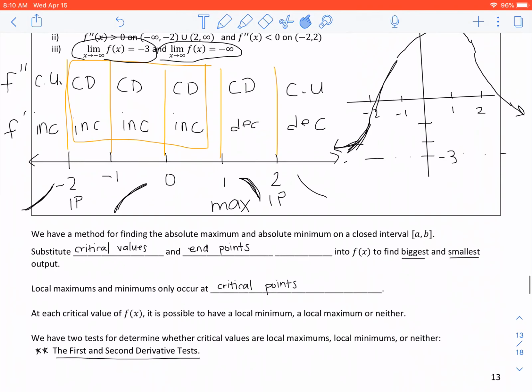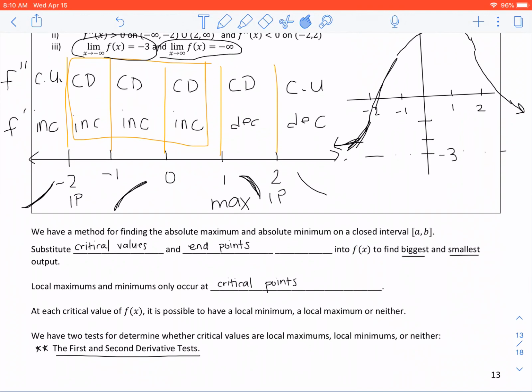So at the bottom it says, we have a method for finding the absolute maximum and absolute minimum on a closed interval from a to b. You substitute in your critical values and your endpoints into the function and find the biggest and the smallest output, so y values. The next thing that we have is that local maximums and minimums only occur at critical points, which is where your first derivative is undefined or where your first derivative is equal to 0.